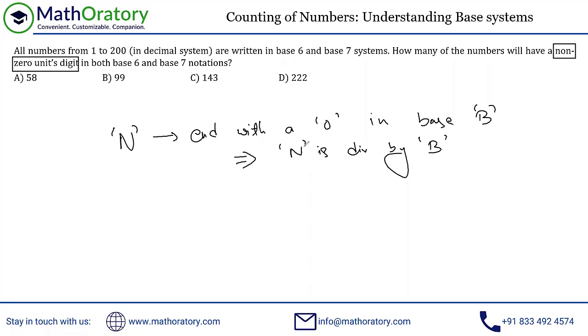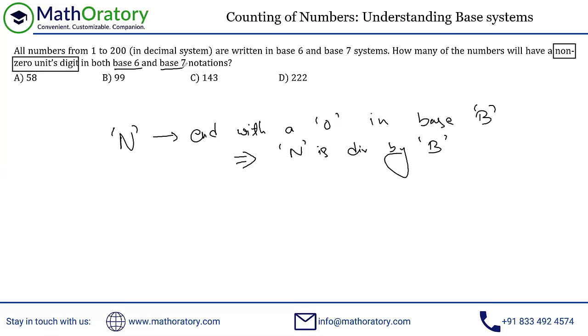You can have a correlation with base 10 as well. Any number which ends with a 0 in base 10, in the decimal system, the normal communication that we have, that is a multiple of 10, right? So if it ends with a 0, it's a multiple of 10. Similarly, if it ends with a 0 in base 6, that is in the context of the question, then the number has to be divisible by 6. Similarly, if the number ends with a 0 in base 7, it has to be divisible by 7.